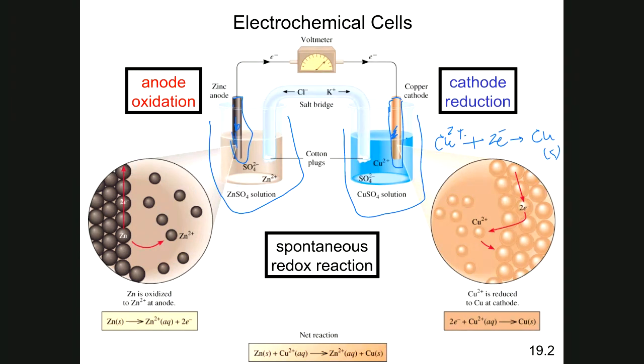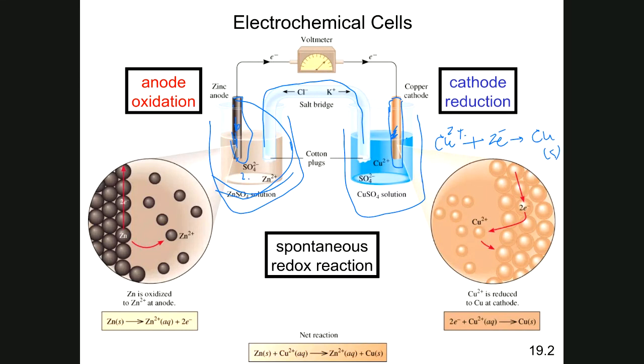We have a salt bridge. What's the purpose of the salt bridge? It is going to maintain the charges. As oxidation takes place in this cell, zinc is losing electrons and is going to change to zinc 2+. So this zinc from the electrode is going to change to zinc 2+, and it comes into the solution.